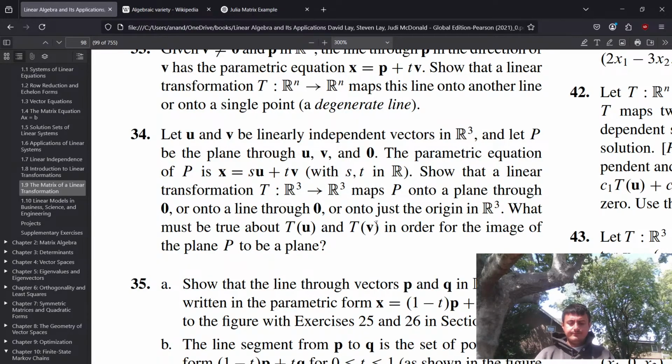So now, in this case, this is the plane in R3, the xy plane. So the parametric equation is going to be x = s(1, 0, 0) + t(0, 1, 0). So that's pretty obvious to see how we can get any point in the xy plane. But now we want to show that T from R3 to R3 either maps p to a plane through 0, or a line, or a point.